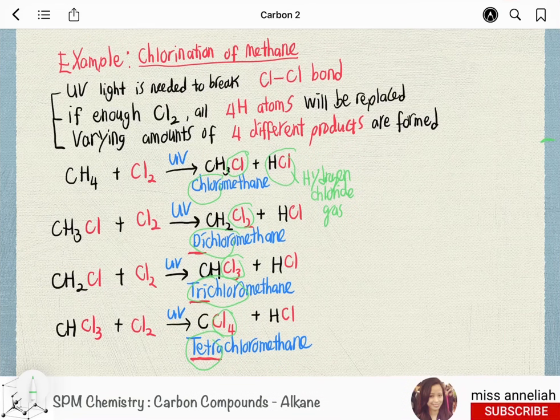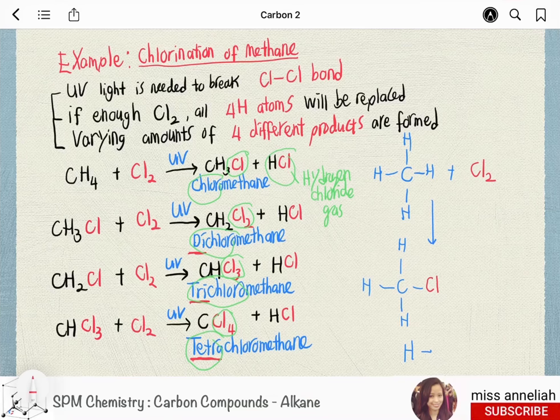So next, I will illustrate the structural formula for the first substitution of hydrogen by chlorine. So CH4 react with chlorine Cl2. One of the hydrogen will be replaced. One chlorine replaces the hydrogen, and the hydrogen that was replaced will combine with another chlorine atom.